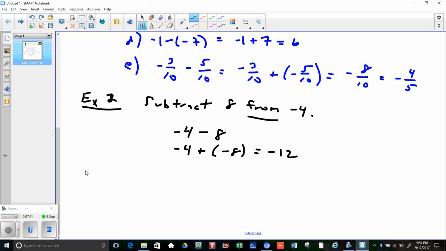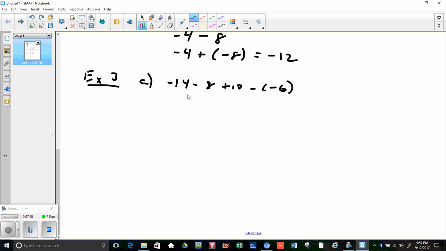All right, we can try some examples with multiple numbers in it, not just 2 numbers. So let's try negative 14 minus 8 plus 10 minus negative 6. I want to change all the subtractions to addition problems. The plus 10 is already addition, so I don't have to do anything with it. I'm going to change that minus into an addition problem.